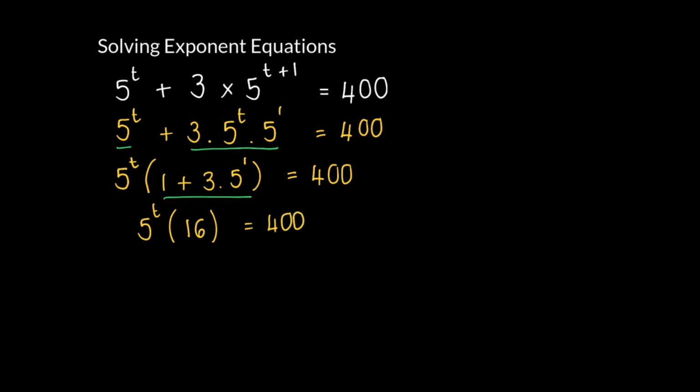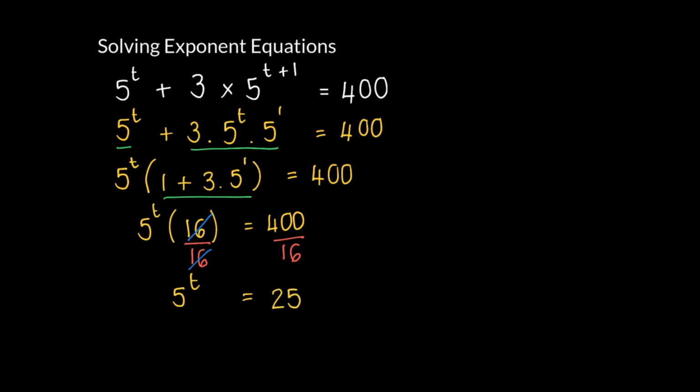And now I want to isolate 5 to the power t all by itself. So what I'm going to do is divide by 16 on both sides, and these two are going to cancel each other out. And then what I'm going to have left after this is 5 to the power t is equal to 400 divided by 16, that is 25.